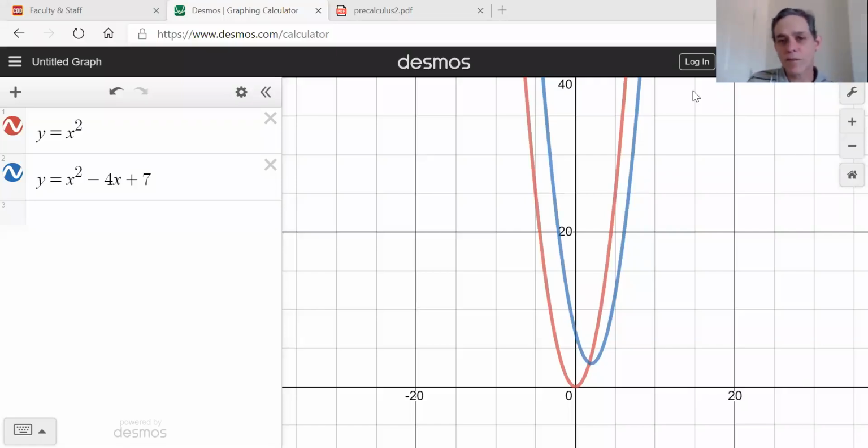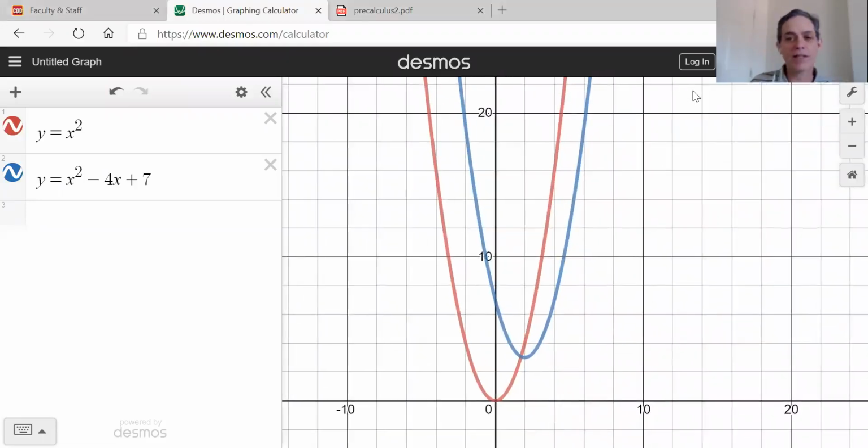All right, so I want to show a couple of examples. Here on Desmos, I've graphed y equals x squared in red, and then y equals x squared minus 4x plus 7, shown in blue. You can see that the two graphs, of course, in the small look pretty different from each other. That is, on just that part of the graph, they look different.